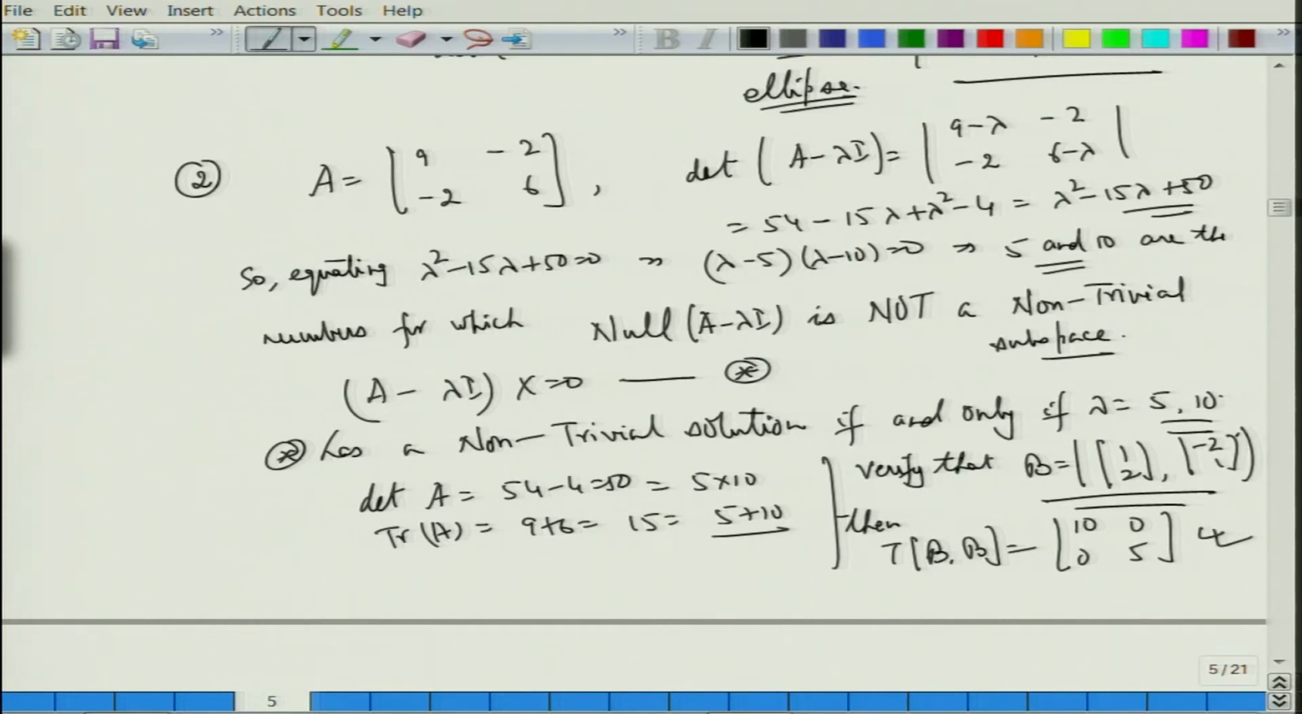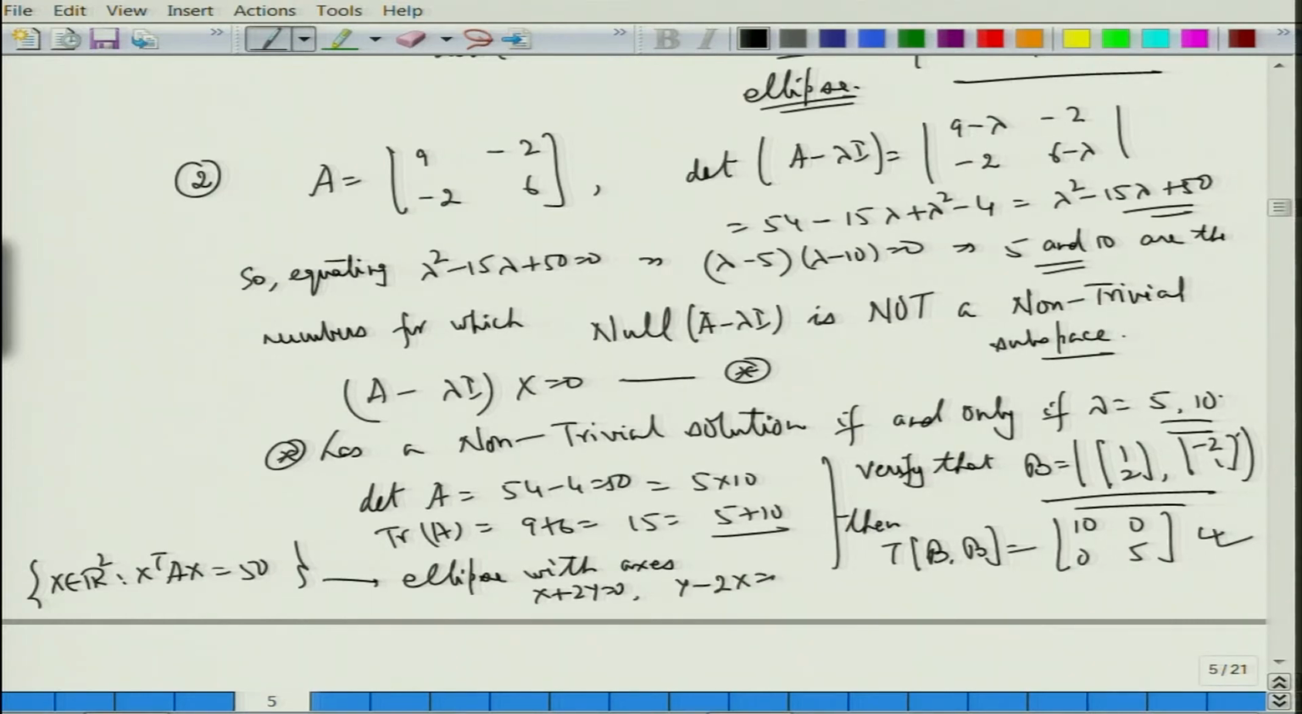Just try that out yourself, and again you can talk in terms of it turning out to be an ellipse. If you want to look at x transpose Ax is equal to some number, say 50, x belonging to R2, such that this happens, then it will be an ellipse with axes. So find out the principal axes. One of them will be x plus 2y is equal to 0, and the other will be y minus 2x is equal to 0. All right.